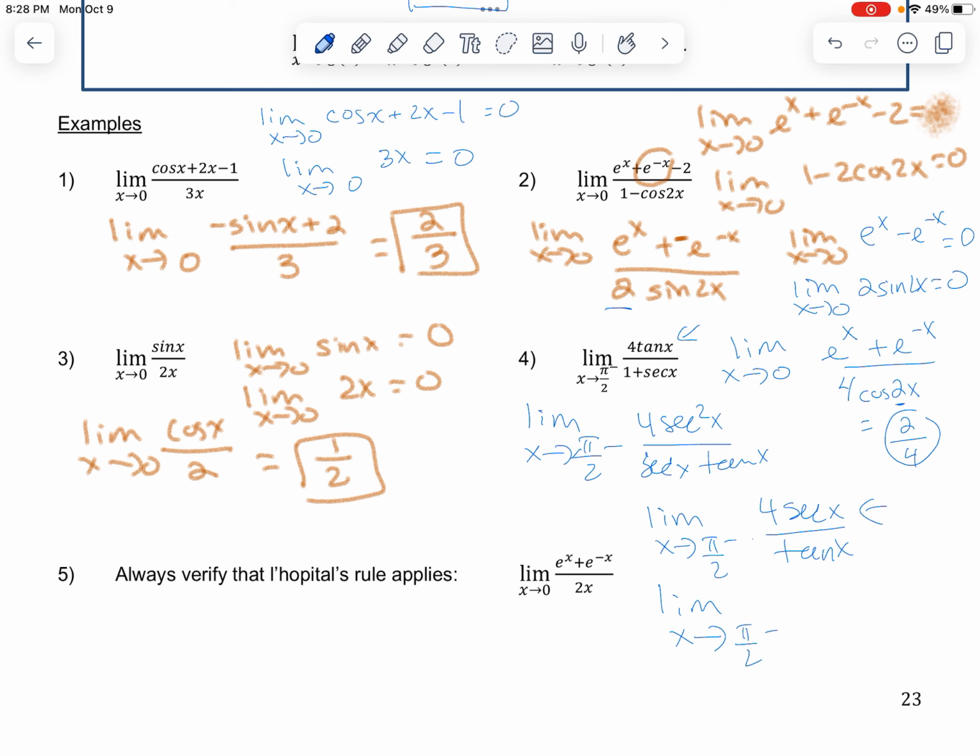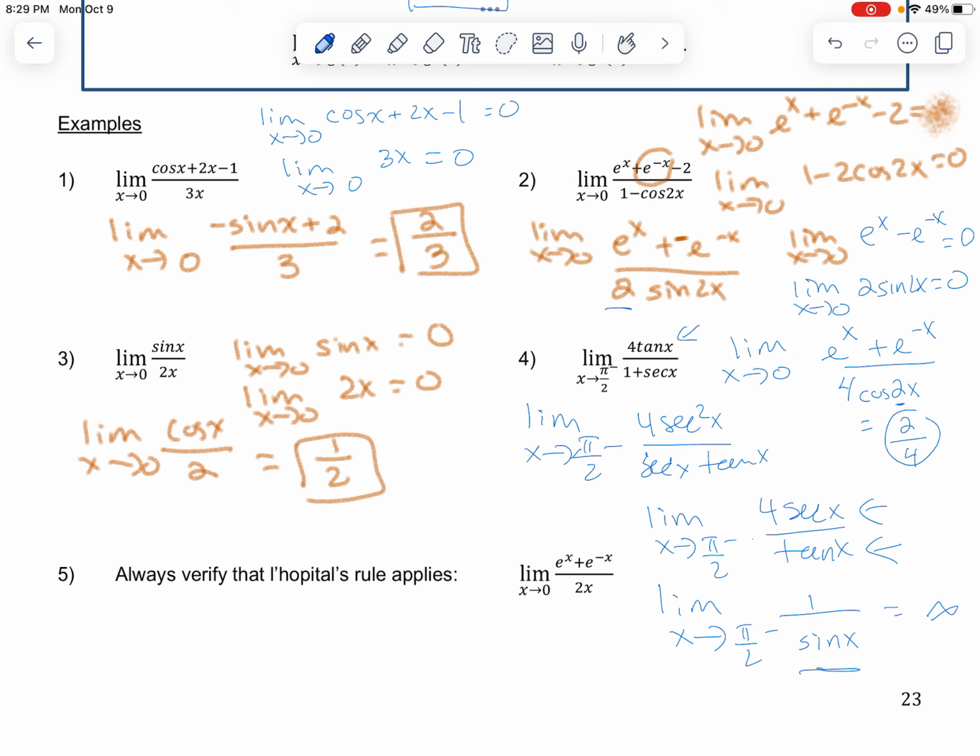Secant is 1 over cosine. Tangent is sine over cosine, so when you flip it, one of the cosines will drop out, so really I end up with this. And then if I plug in pi halves, sine of pi halves is 0, so you have 1 divided by 0. But remember, the bottom is not 0, it's approaching 0. So if the bottom of the fraction gets smaller and smaller, the whole entire fraction gets bigger and bigger.